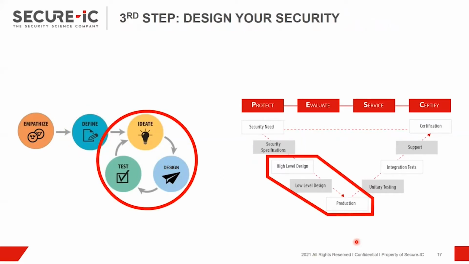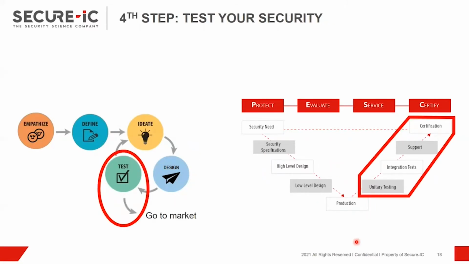Then we have the design phase. In this phase, we can, of course, easily iterate to build a secure system. Then we have the test to validate that the security level is the expected one. And then, when we have the expected security level, we finish the product and ensure the go-to-market phase.